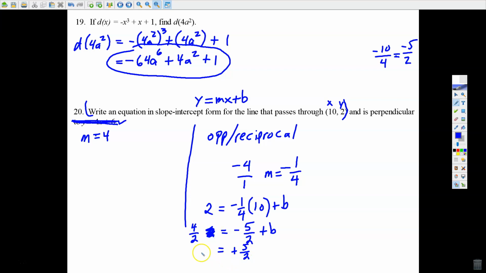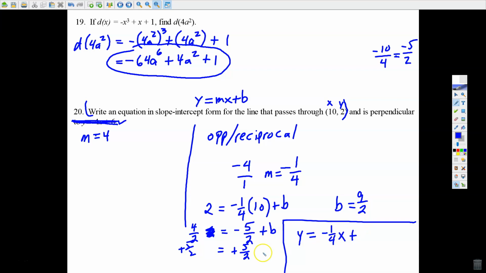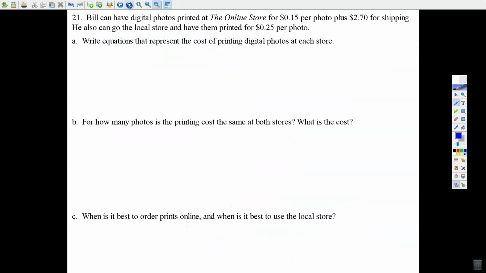So now when I add 5 over 2 to both sides, 4 over 2 plus 5 over 2 gives me 9 over 2. So b is 9 over 2. Now I'm going to finish it off, just clear out a space here to come up with my final answer, which should be y equals mx plus b. So y equals m, which we concluded is -1/4, x, plus b, which we just found is 9 over 2. And that's my final answer for number 20.